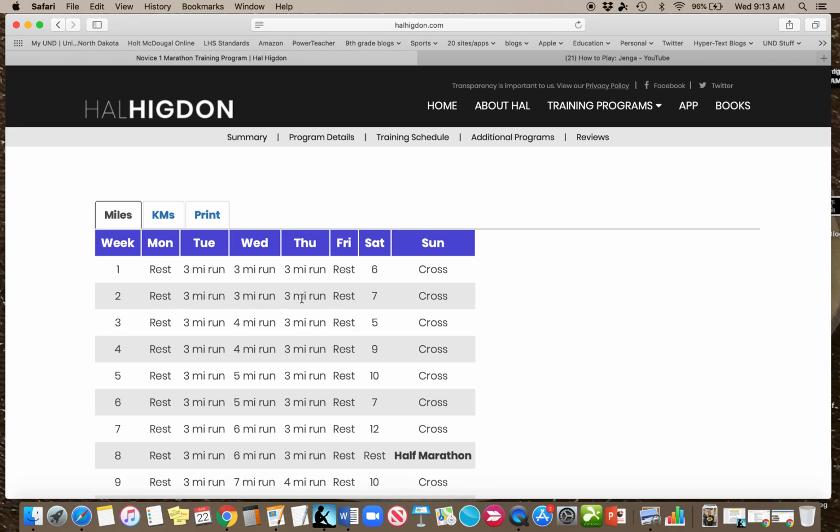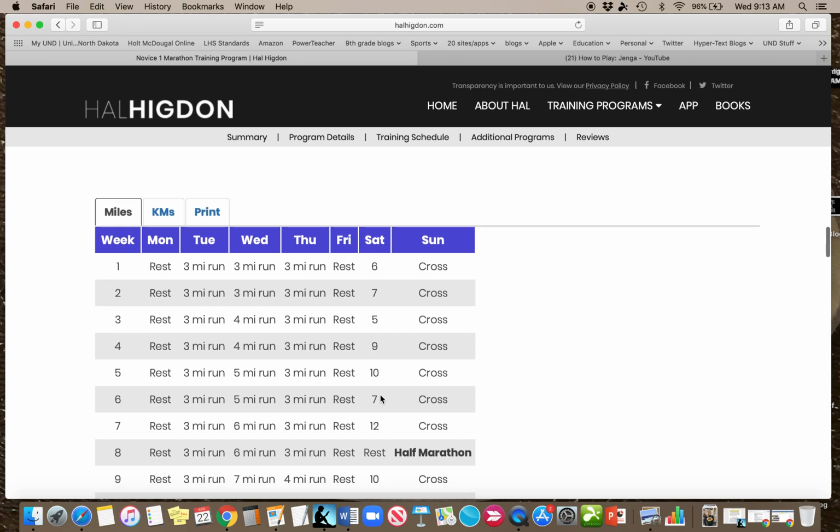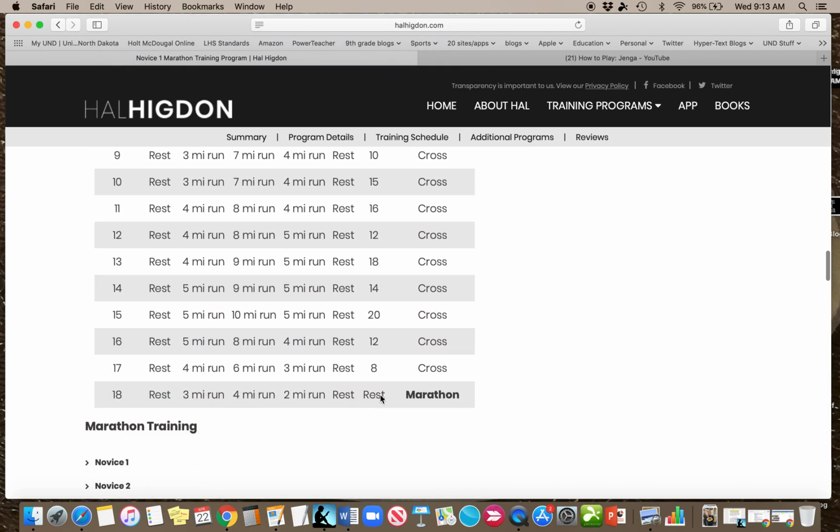You do 3 miles, 3 miles, 3 miles, rest. This time you do 1 more mile. They're pushing the boundaries in each Saturday here. You're doing 1 more mile to help boost you. Then they change it up a little bit more. This time you rest on Monday, 3-mile run on Tuesday, 4 on Wednesday, 3, rest. Then you only do 5 on Saturday. And eventually it builds you up over 18 weeks that you run a marathon.